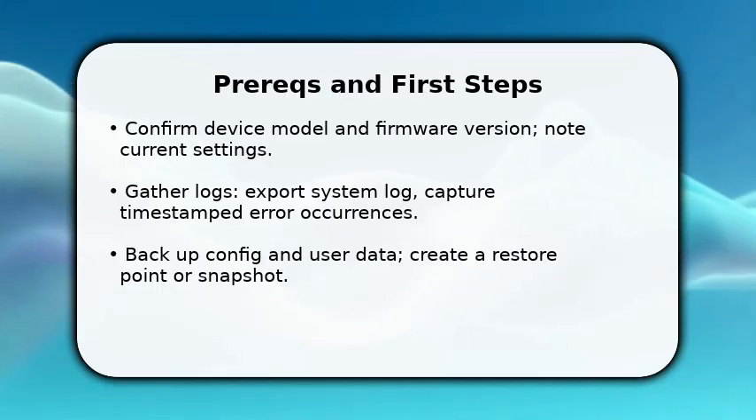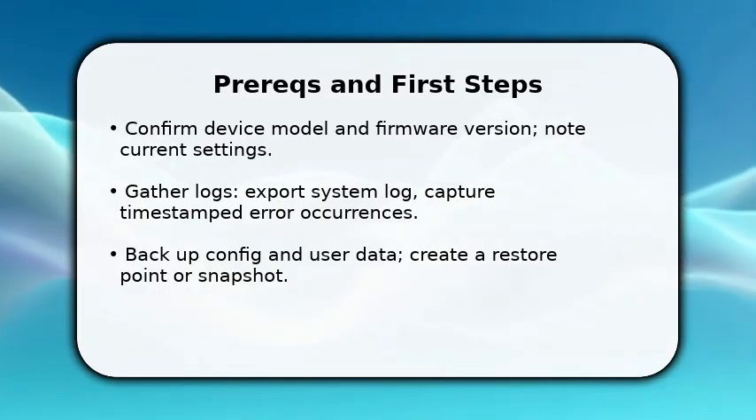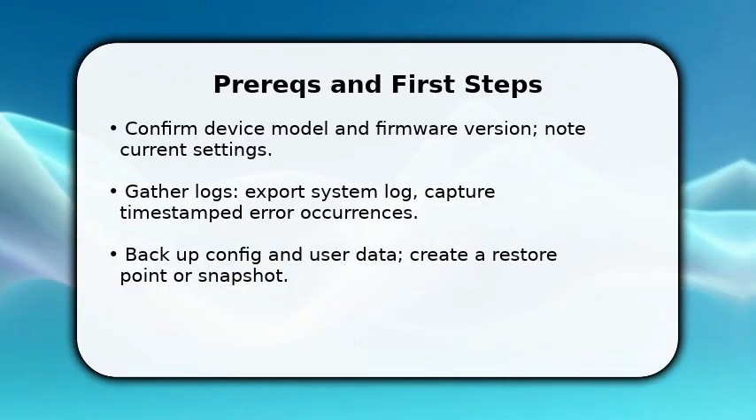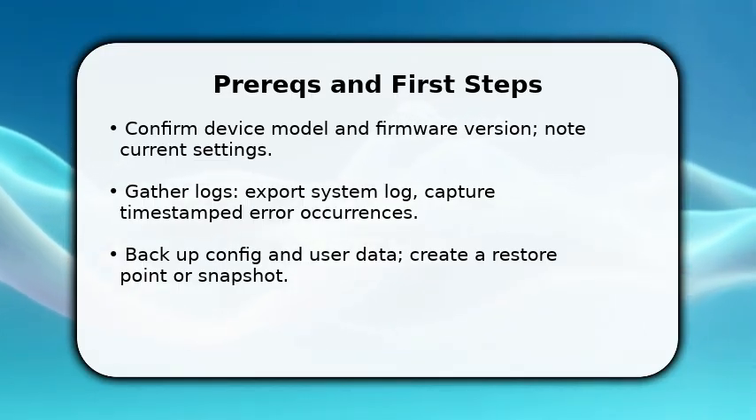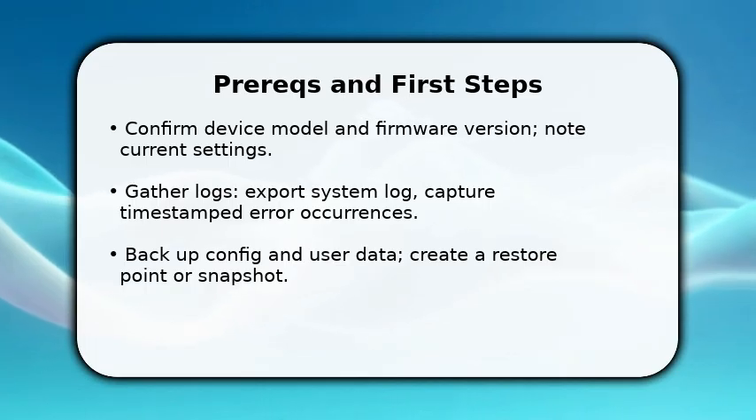You begin by confirming the exact device or app model and the firmware or build version so you target Val 59 precisely. Once done, export system logs and capture the timestamps where Val 59 appears.